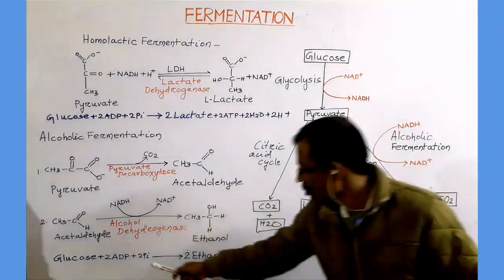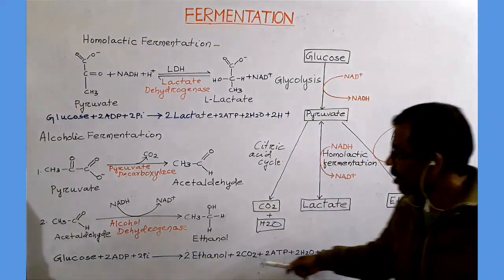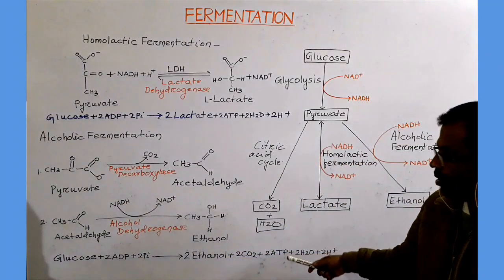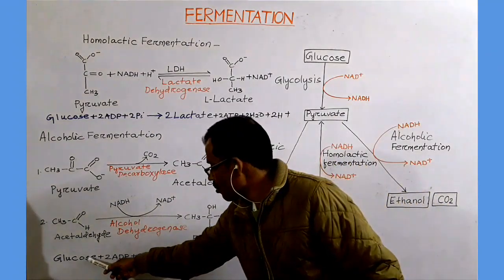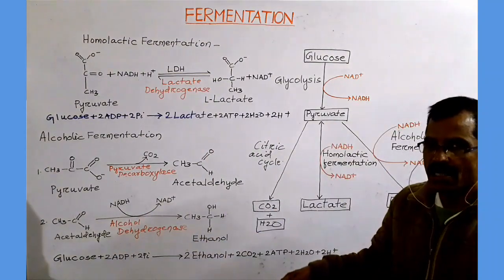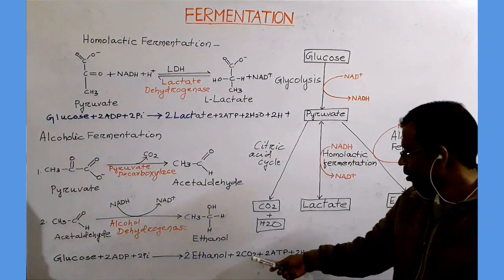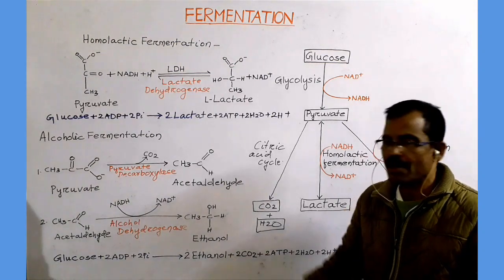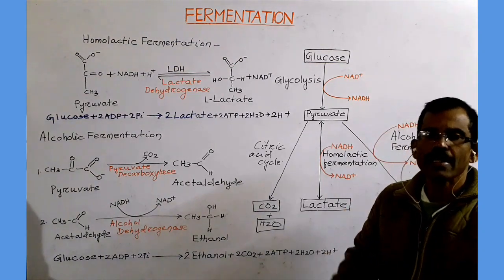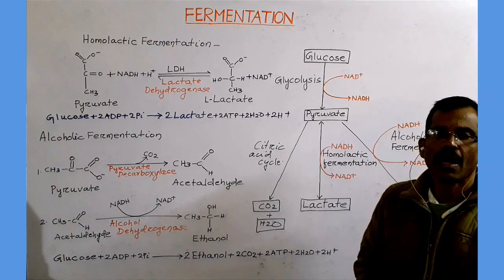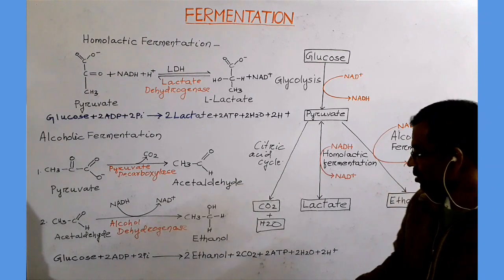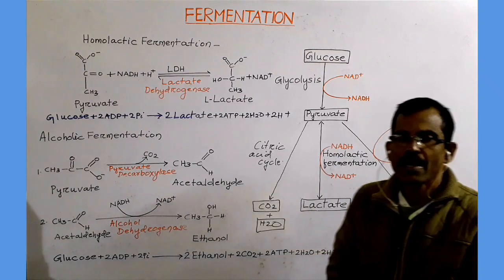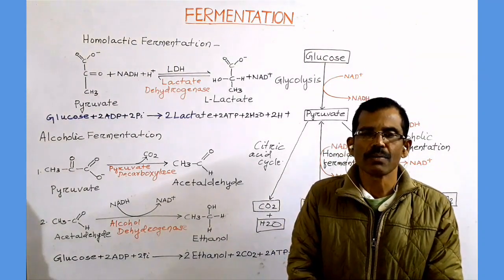This equation represents the overall process of alcoholic fermentation, in which a molecule of glucose is partially oxidized to yield two molecules of carbon dioxide and two molecules of ethanol. As in homolactic fermentation, in alcoholic fermentation also there is a net gain of 2 ATP. So friends, this is all about fermentation.